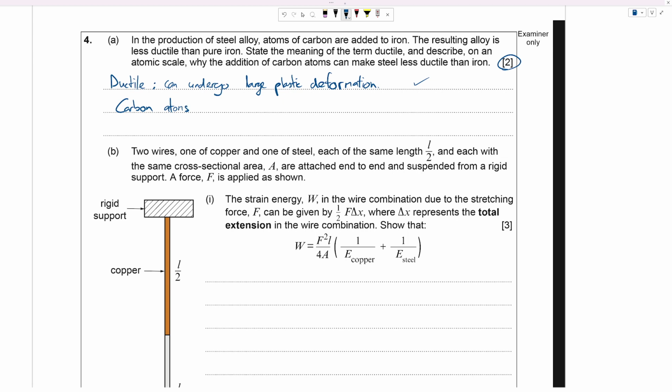Remember that plastic deformation is able to happen in a crystalline substance because edge dislocations can move through that substance. The presence of foreign atoms prevents or inhibits that motion of edge dislocations. So that is overwhelmingly the most important thing to say here for this second mark. Either prevent or inhibit or hinder.